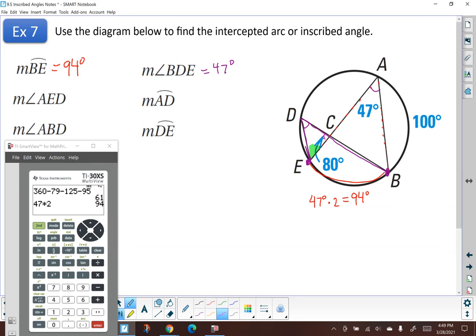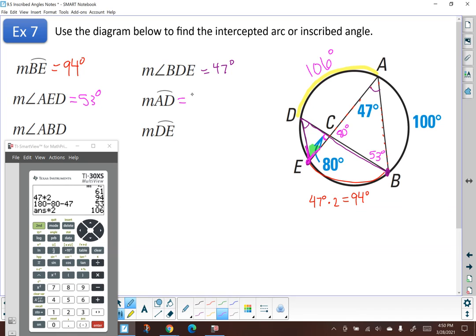We have an 80-degree angle right here, which means this one is also 80. And we have a triangle right here, and we know that the triangle's angles add up to 180. So if we subtract the two angles that we have in that triangle, we find out that this is a 53-degree angle at the bottom. Well, if that's a 53-degree angle at the bottom, we can find this arc by doubling it. So the arc at the top that I have highlighted in yellow is 106 degrees. But this angle that we're trying to find right here is also intercepting that same arc, so it must also be a 53-degree angle.